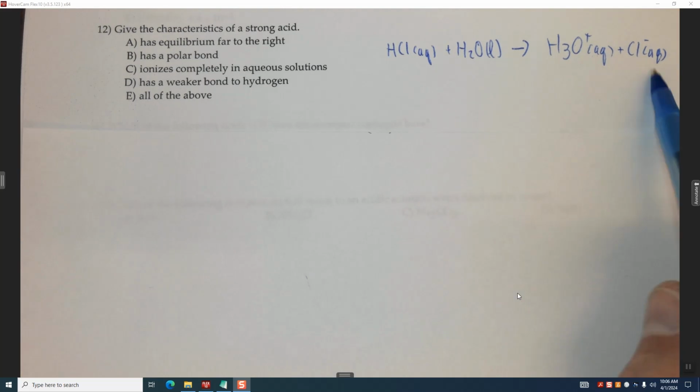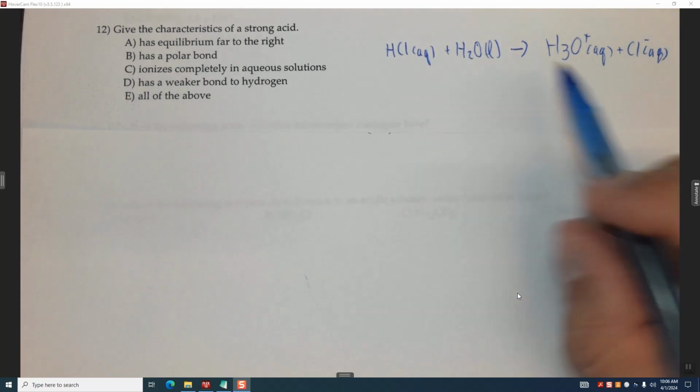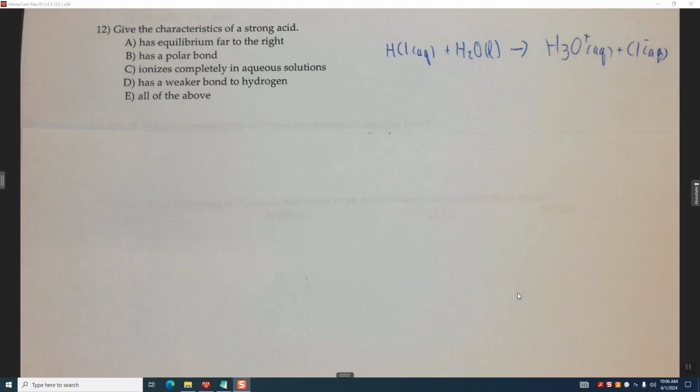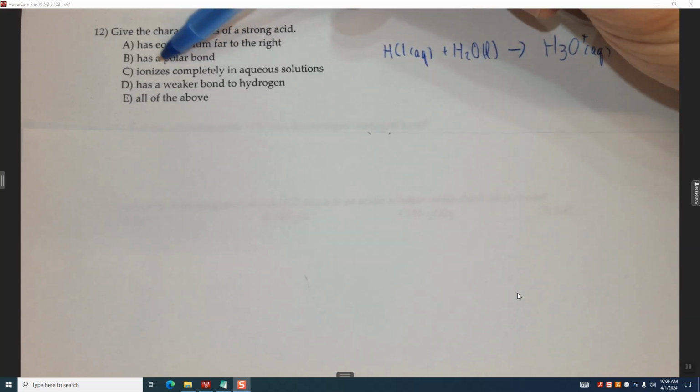It basically just forms products, okay? Far to the right means it strongly favors the products, so strongly that we say it's not even an equilibrium reaction, probably. All right, has a polar bond.